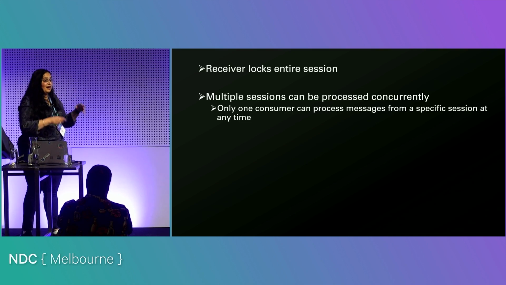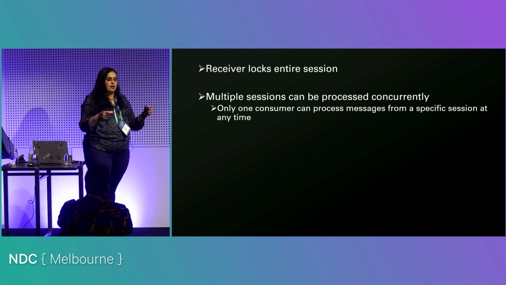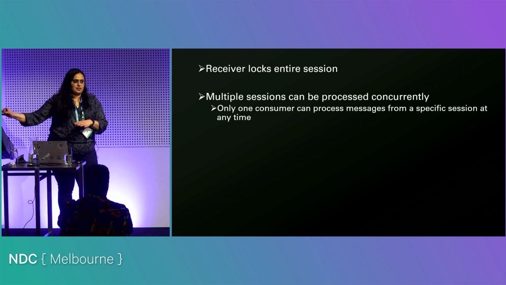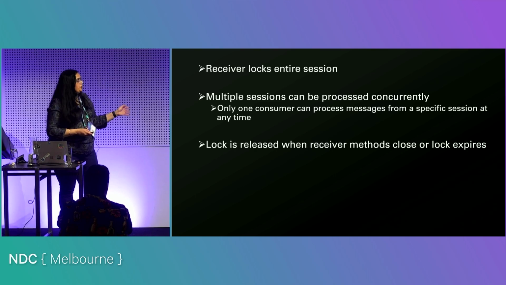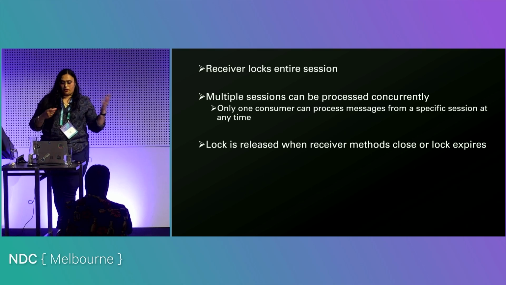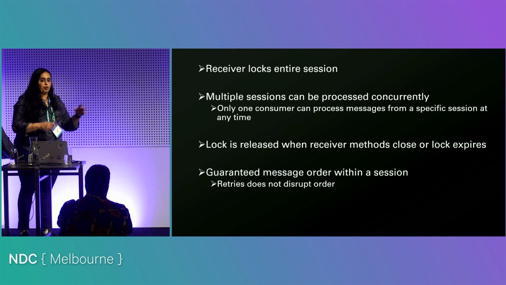But if I want, I can take up messages from session A and B and process them, but no one else can take the messages from A and B. Those sessions are locked to me. And if I have to release a lock, I can do that as well when the lock expires or the methods close up. But you have guaranteed message order within a session, and retries do not disrupt the order here.